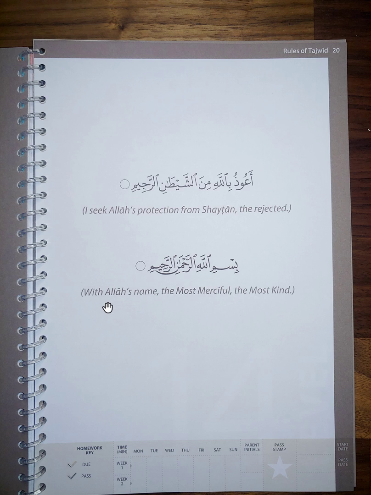And finally, let's read the translation. With Allah's name, the most merciful, the most kind.